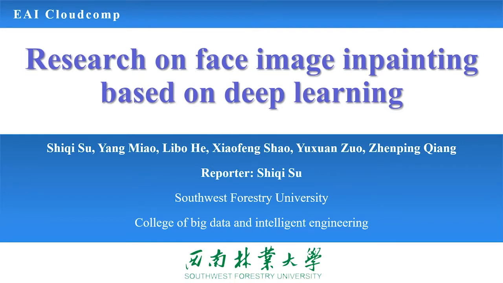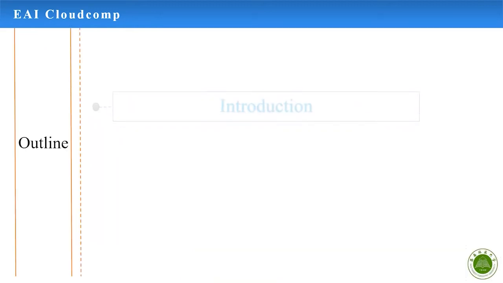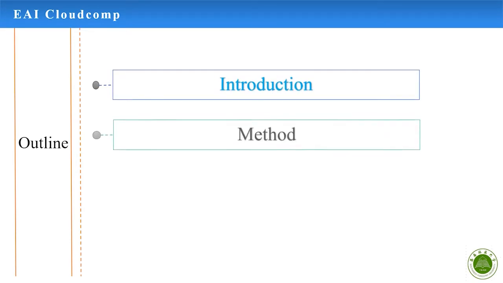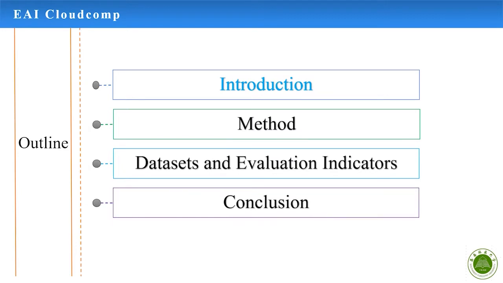The paper I report today is research on face image inpainting based on deep learning. This paper briefly describes the face inpainting technology and summarizes the existing face image inpainting methods. We try to collect most of the face inpainting methods based on deep learning, divide them into attentional, semantic-based, and progressive inpainting networks. Then we summarize the datasets proposed by the predecessors and the evaluation indexes of the algorithm performance. Finally, we summarize the current situation and the future development trend of face inpainting.